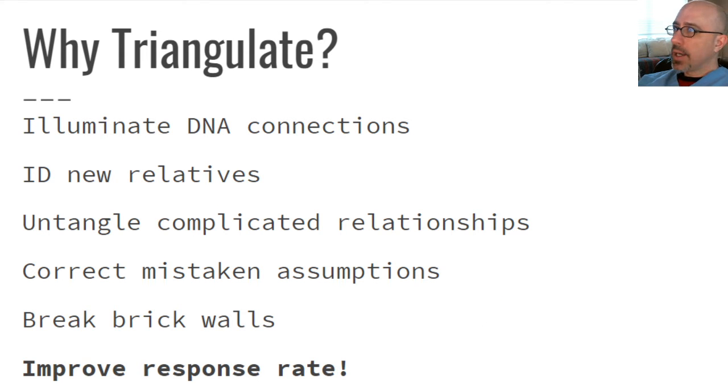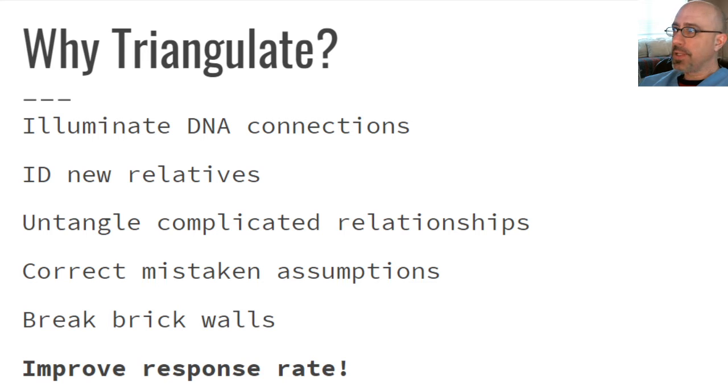So before I get into how we triangulate, let's talk about why. The most basic answer is that we do triangulation to illuminate DNA connections, and that can help us to identify new relatives and untangle complicated relationships. So even in cases of endogamy or pedigree collapse or small town genealogy where everybody's related to everybody, triangulation can really help sort things out. I find in a lot of cases it helps me to correct some mistaken assumptions or small errors. So it's a good quality control process. And ultimately, over time, it can help to break down brick walls.